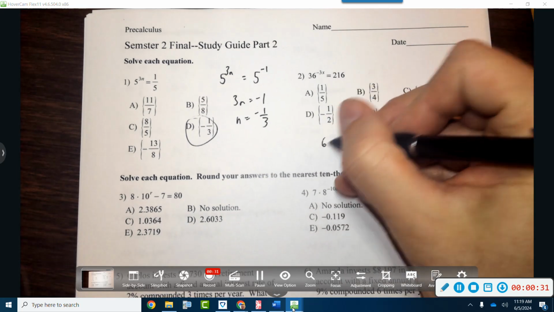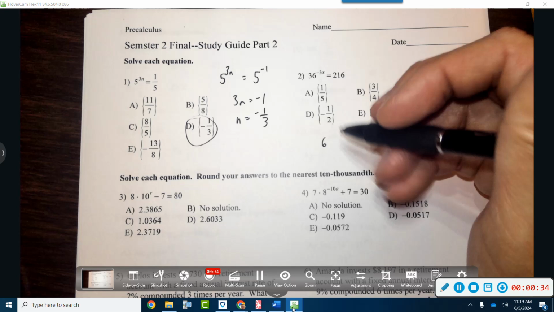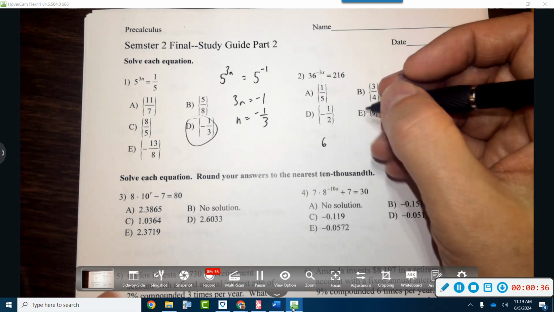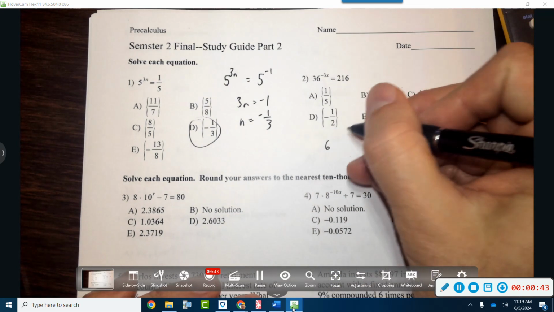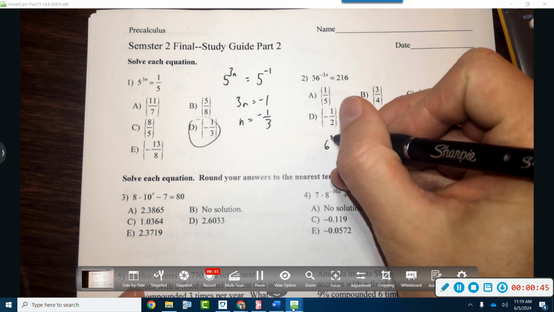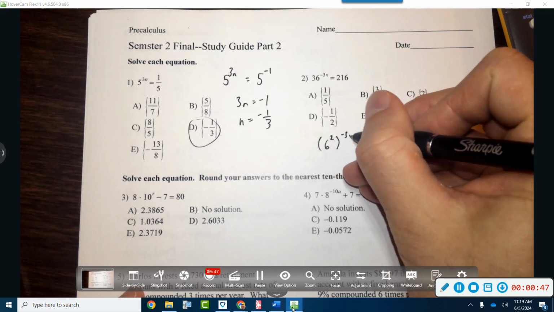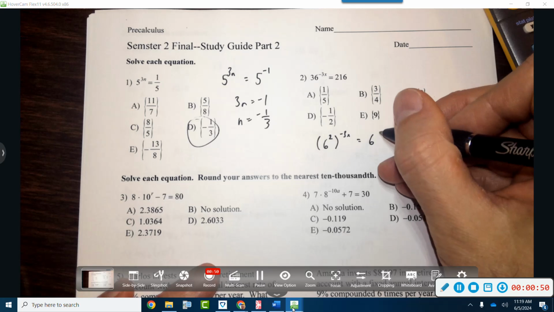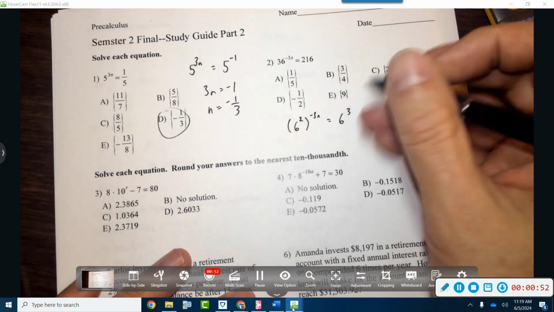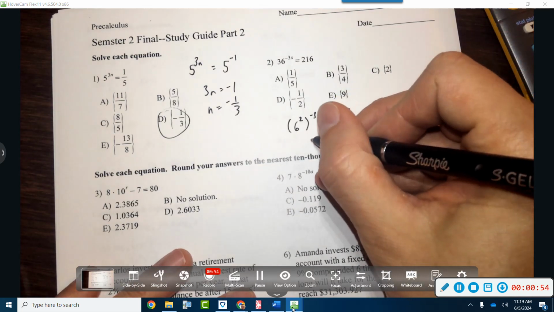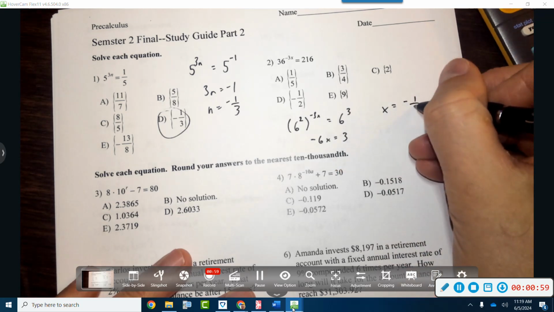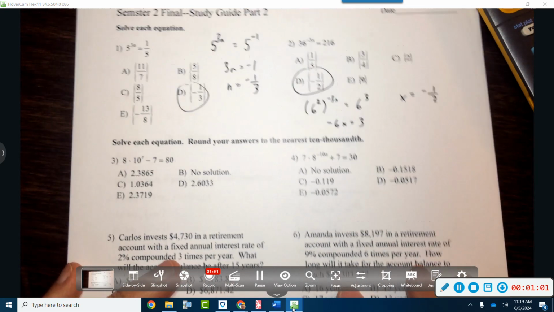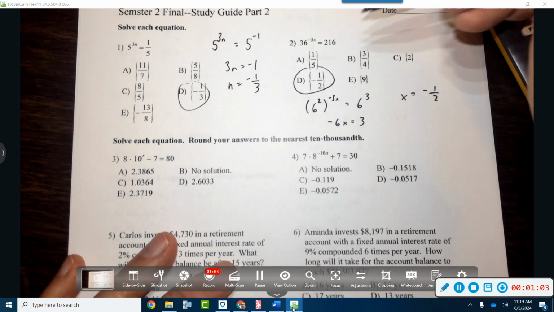Same with this guy, but what you've got is, I know that 6 to the second power is 36, 6 to the third is 216, but let me just verify that. Yep, 6 to the third. So this means that 6 squared to the -3x equals 6 to the third. So this means that since they are the similar base, I've got -6x has to equal 3, and that would be x equals -1/2.